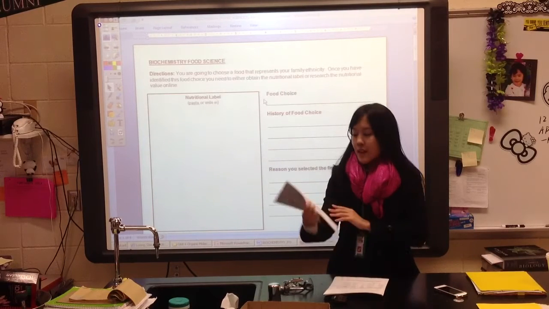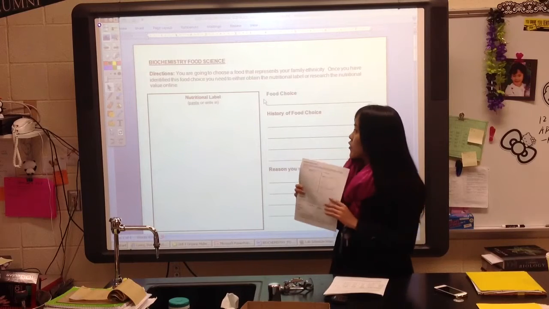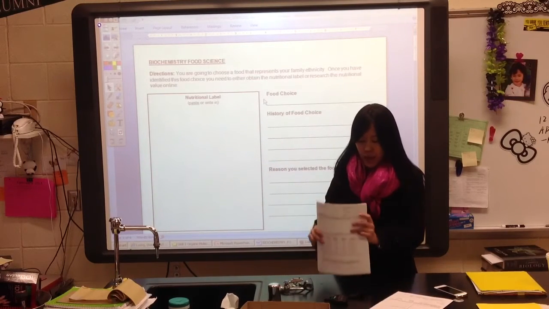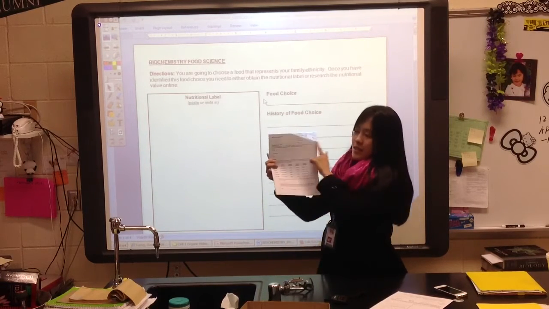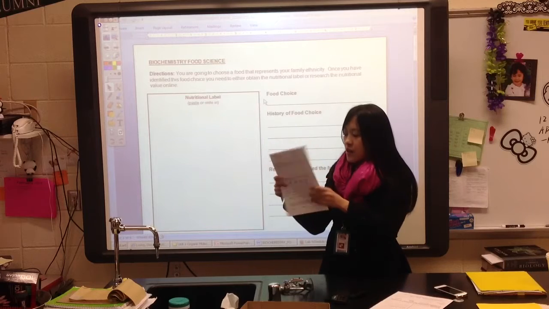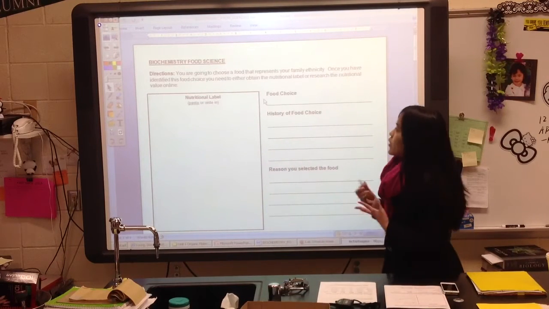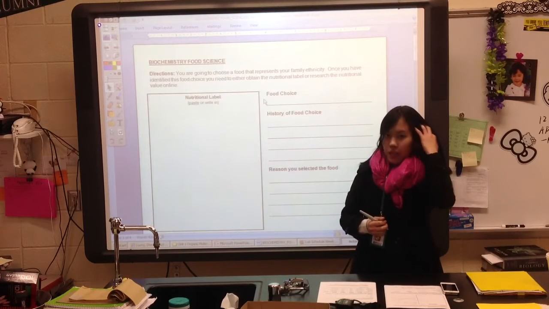The first one saying biochemistry, food, science, that's the front of the first page, and this is how it looks. And the second page on the front should say classmate name / food on the front. Okay? So you're going to get this assignment, and it's talking about biochemistry and food science. So what does that mean?